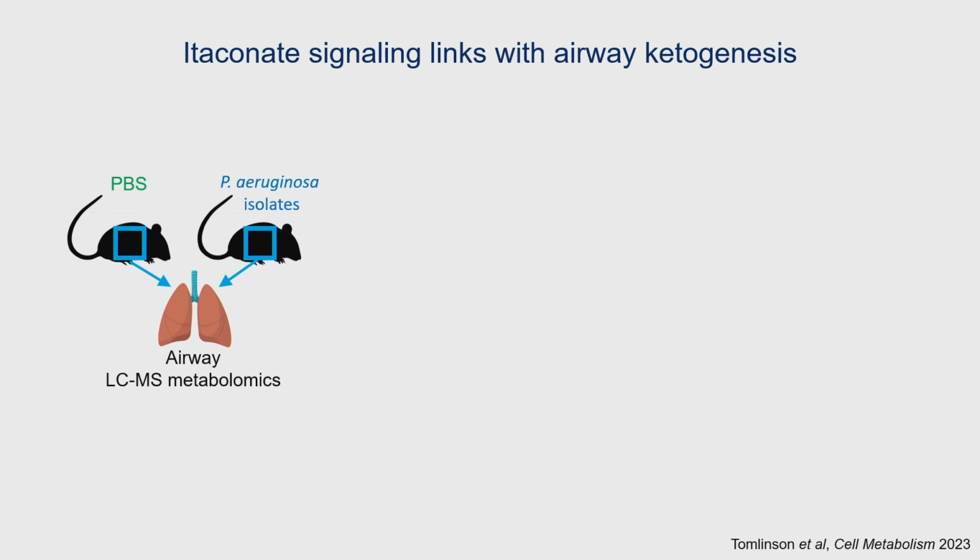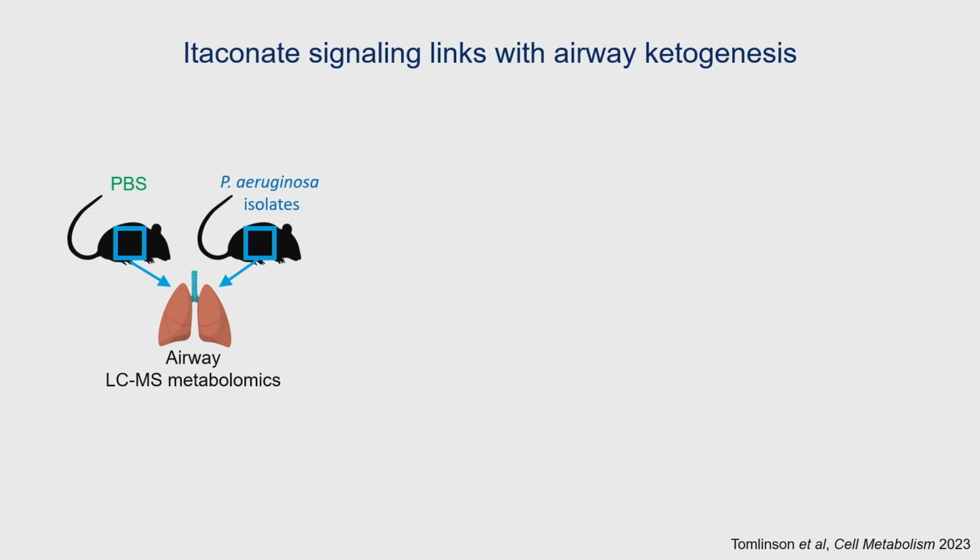Thinking about that, we decided to interrogate the airway metabolome and ask the question: if these ketone bodies are not coming from the liver, where are they coming from? Maybe there is a local source of ketone bodies that these bacteria learned how to exploit. And we were looking for that.